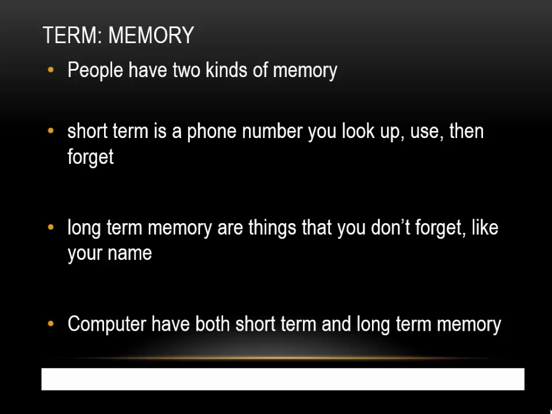Term: Memory. People have two kinds of memory. Short-term memory is a phone number you look up, use, then forget. Long-term memory is things that you don't forget, like your name. Computers have both short-term and long-term memory.